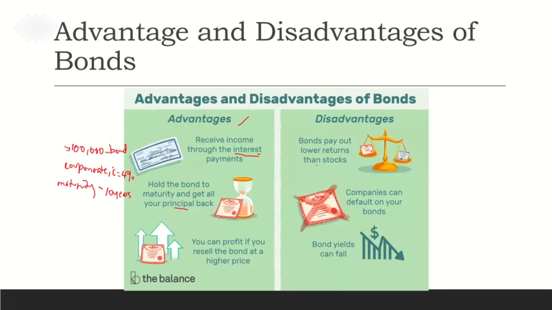Kalau masuk antara stock dengan bonds, dia punya return lebih rendah daripada stocks. That's why bond is more safer but gives lower return. Okay, companies can default on your bonds.